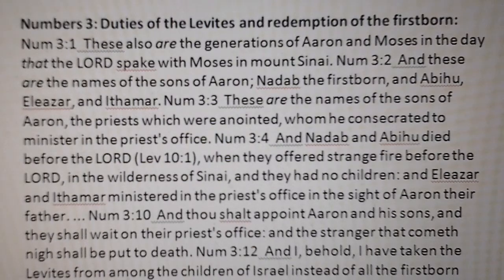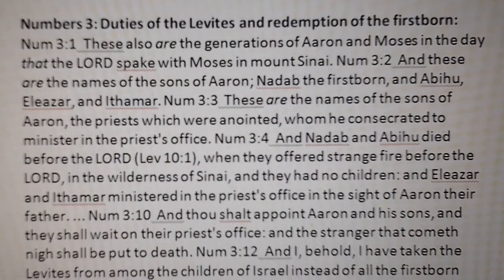And these are the names of the sons of Aaron, Nadab the firstborn, and Abihu, Eleazar, and Ithamar. These are the names of the sons of Aaron, the priests which were anointed, whom he consecrated to minister in the priest's office. And Nadab and Abihu died before Yahweh, that was Leviticus chapter 10, for offering strange incense, when they offered strange fire before Yahweh in the wilderness of Sinai, and they had no children. And Eleazar and Ithamar ministered in the priest's office in the sight of Aaron their father.